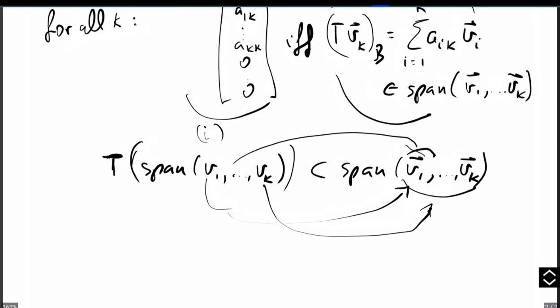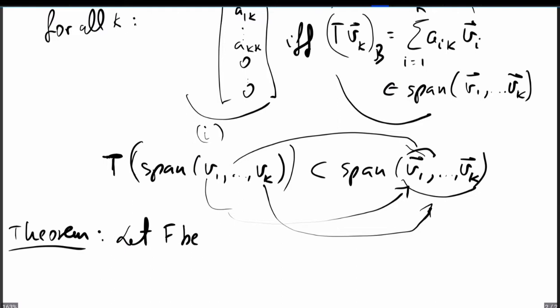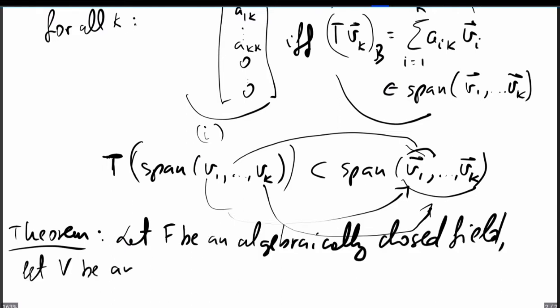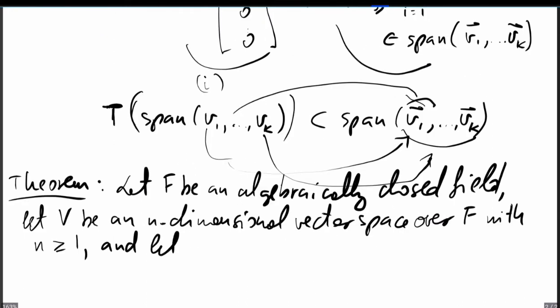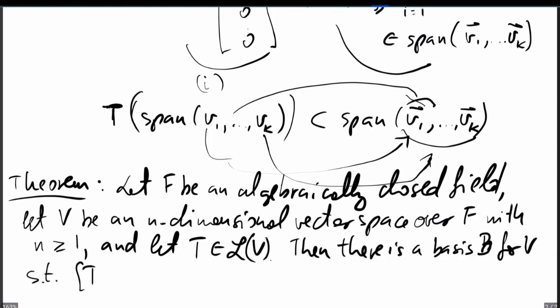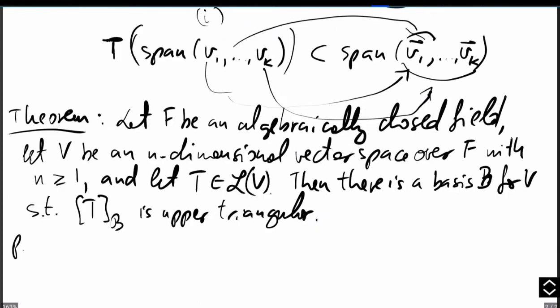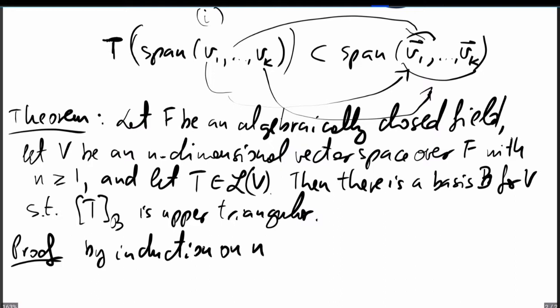And the big theorem of this section is: let F be an algebraically closed field and let V be an n-dimensional vector space over F with the dimension n greater than or equal to 1, and finally let T be a linear operator on V. Then there is a basis B for V such that the matrix of the linear operator in basis B is upper triangular. The proof goes by induction, and the induction is on n, the dimension of V.